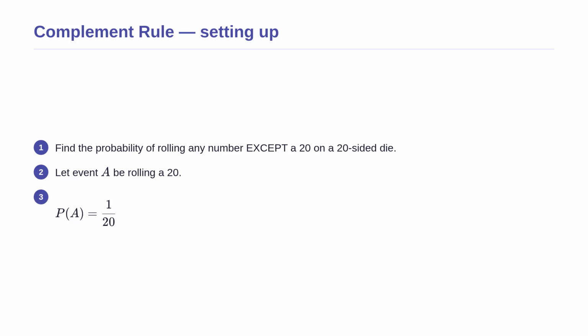Before we prove this rule, let us see it in action with a concrete example. Suppose you are rolling a fair 20-sided die, like those used in many popular board games, and you want to find the probability of rolling any number except a 20. Now, counting all 19 other numbers is tedious and prone to error. Instead, we define event A as rolling a 20. We know there is exactly one side with a 20 on it, so the probability of event A is simply 1 out of 20.